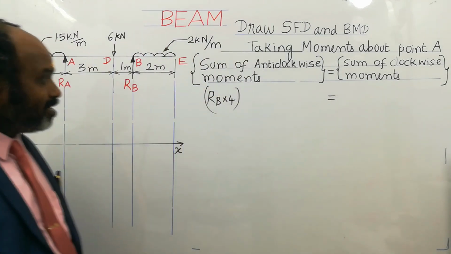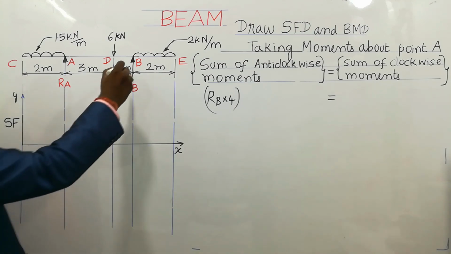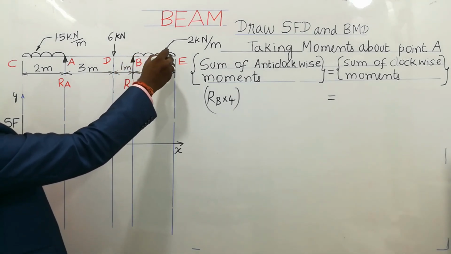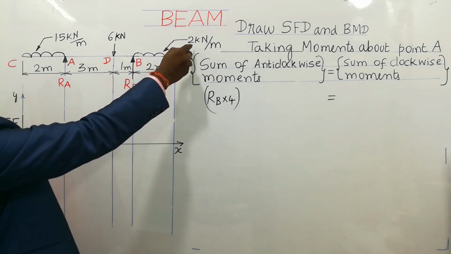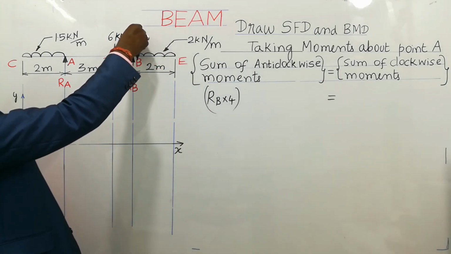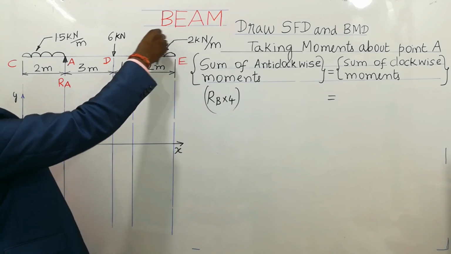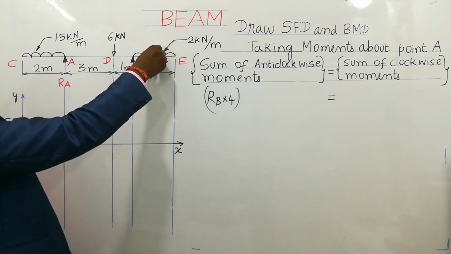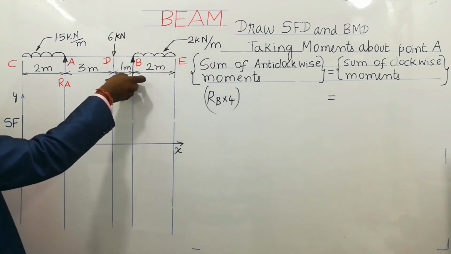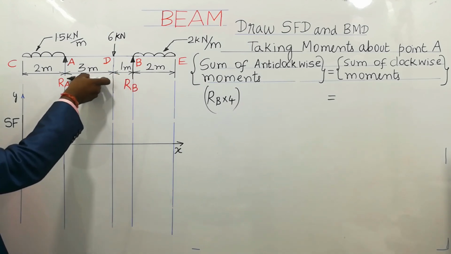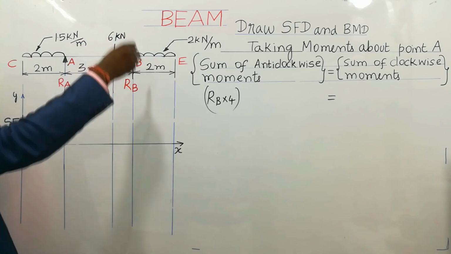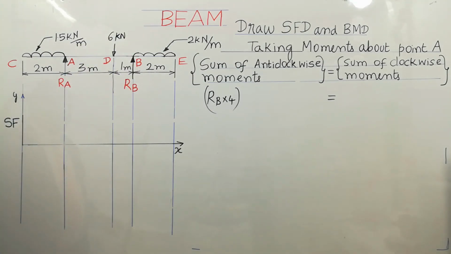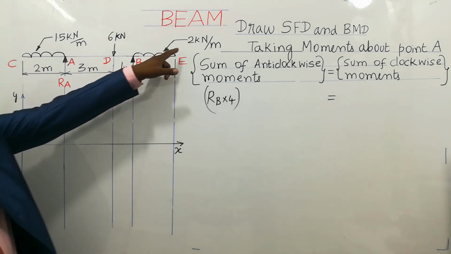The clockwise moment is from the loads. This type of load is called UDL, a uniformly distributed load, acting between points B and E, of value 2 kN per meter. This UDL acts downward between B and E. Because we are taking moments about point A, it turns to the left side and forms a clockwise moment.